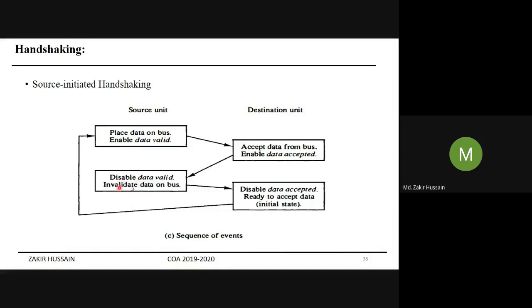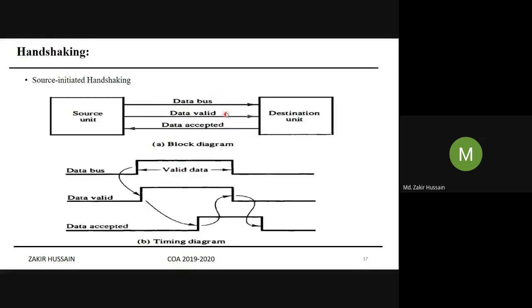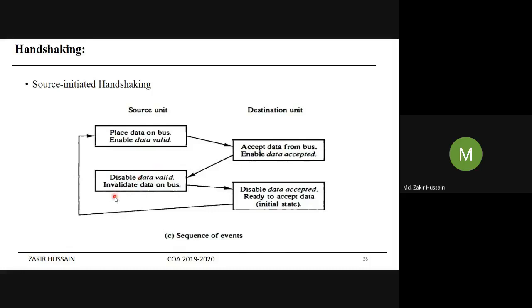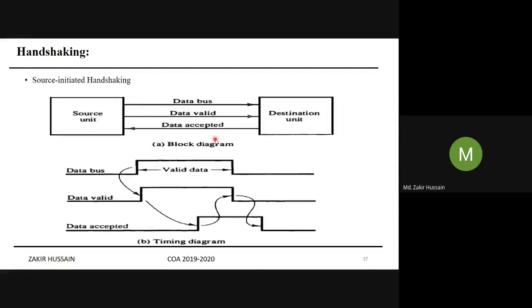There, what it is doing: disable data valid. It disables the data valid signal. This data valid signal is disabled only when the source unit receives the data accepted signal from the destination. Disabling data valid means the data available on the bus is invalid. That is the point. On the destination side, this is the meaning of that: disable data accepted, since once data accepted has been received from the destination, the source unit is disabling this data valid.